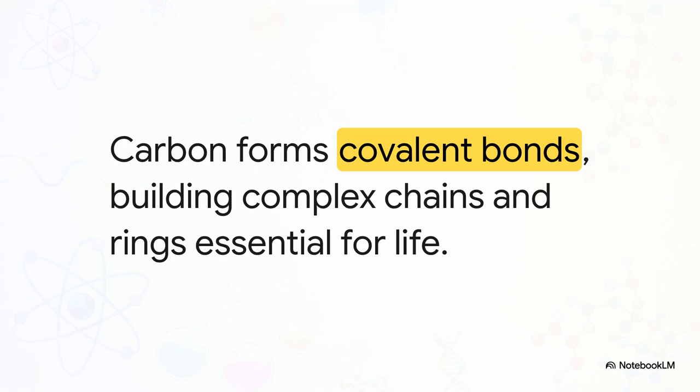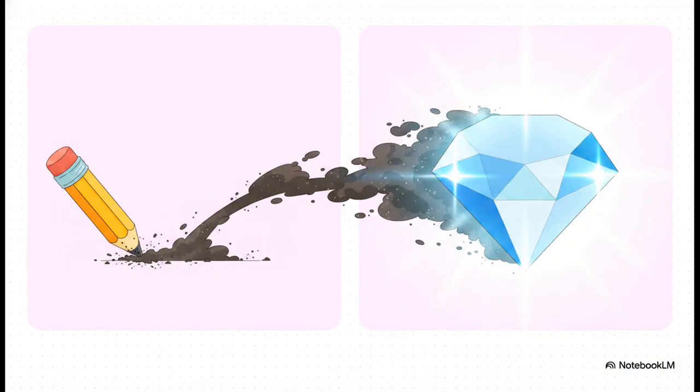It can form these incredibly long chains, branched structures, and complex rings. That one single characteristic makes carbon the essential foundation for all organic chemistry and, quite literally, all known life on Earth. To really appreciate carbon's versatility, you just have to look at its allotropes, which are different physical forms of the exact same element. On one hand, you have graphite.